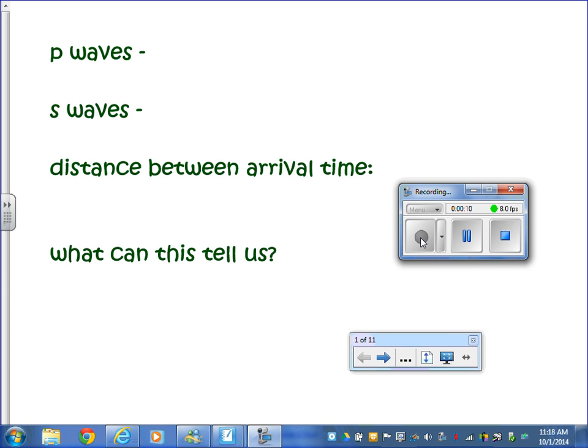Finding the epicenter is based on knowing that P waves and S waves travel at different speeds, but they travel at constant speeds. So let's do a quick review of this. Then I'll work you through the first part of the activity.